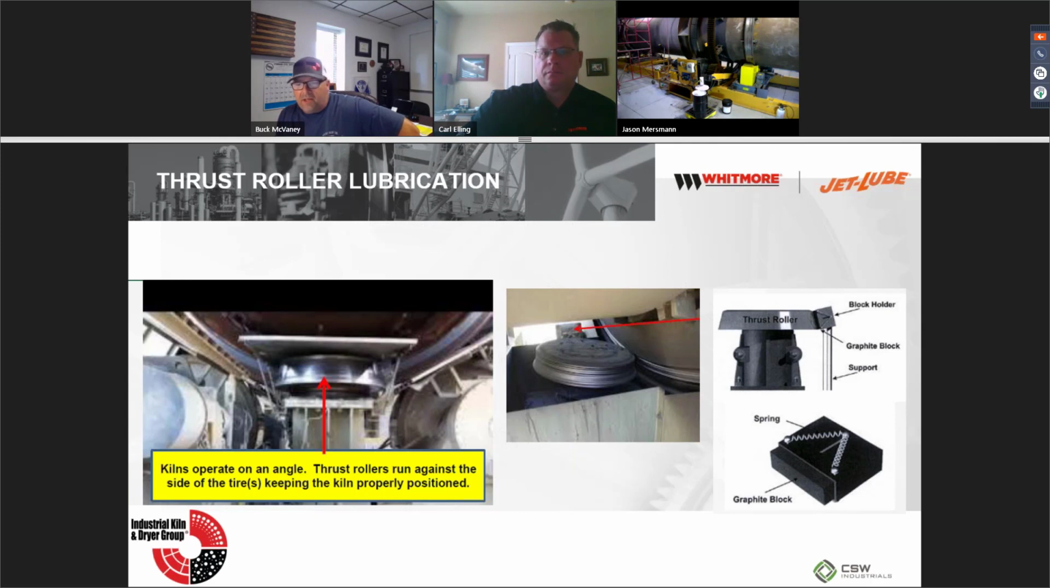If you're not lubricating, you should be. These things are very simple. I mean, you can look at the block there. The holder there is a very simple application, but a very key component that needs to be lubricated as well. You can see it rides on the side of the tire as well.